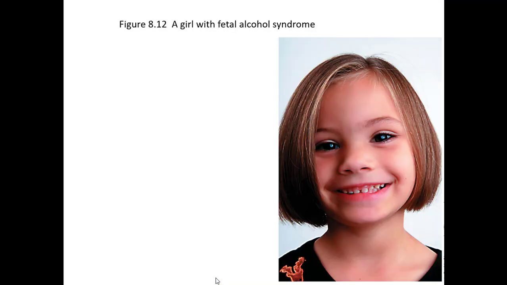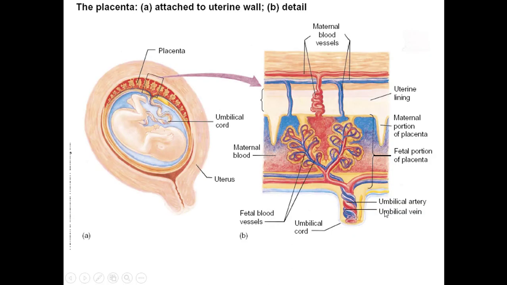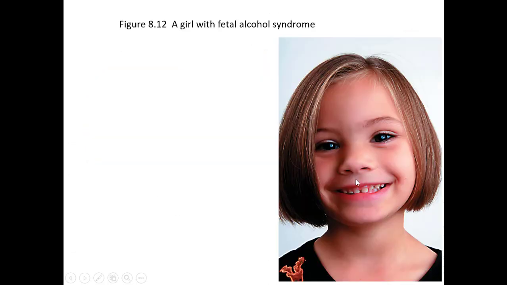So here we have an example of fetal alcohol syndrome. And this girl with fetal alcohol syndrome, well, some of the symptoms for women that consume alcohol during pregnancy could include facial features with short eye slits, a flat midface, a short nose, an indistinct groove in between the lips, a very small chin.